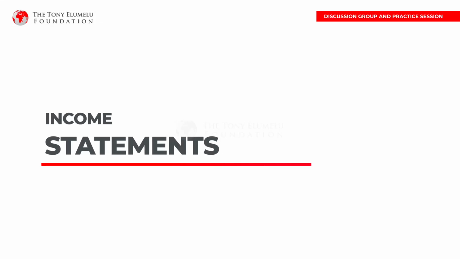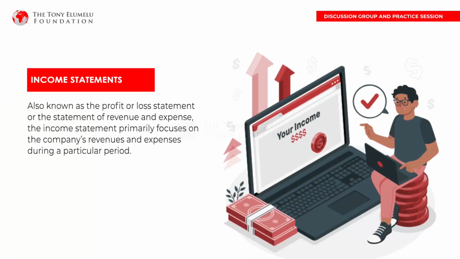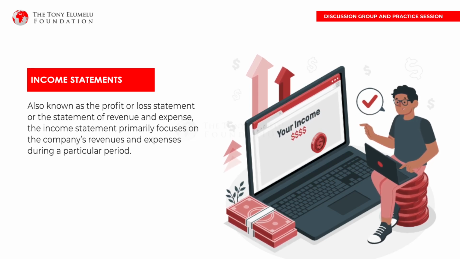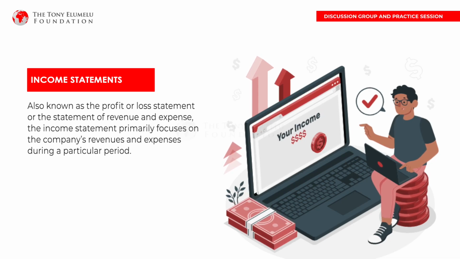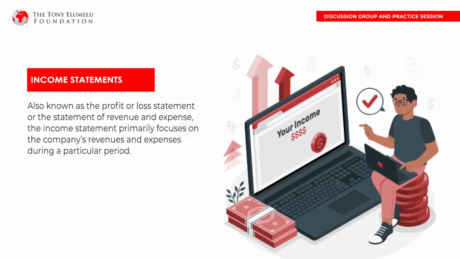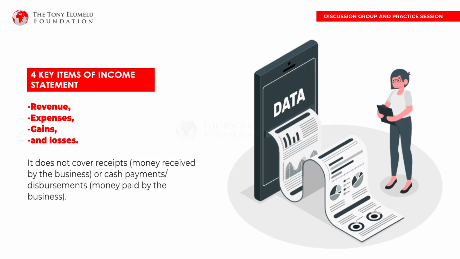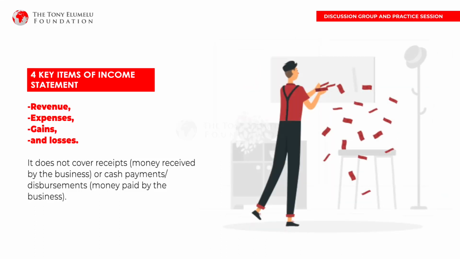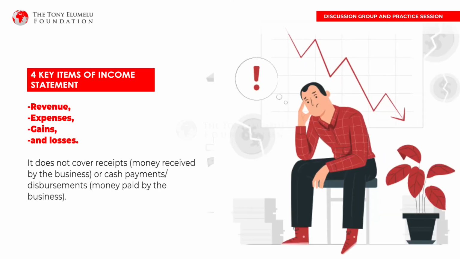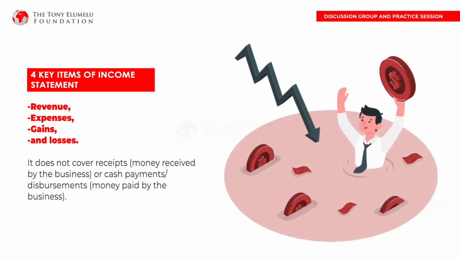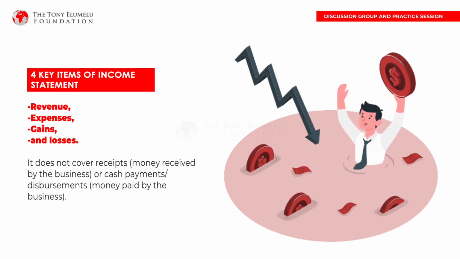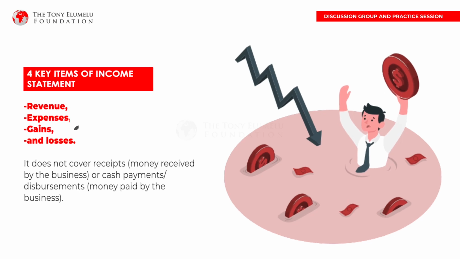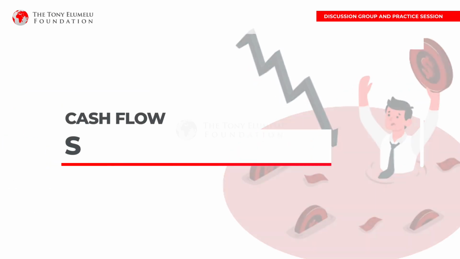Income statements, also known as the profit or loss statement or the statement of revenue and expense. The income statement primarily focuses on the company's revenues and expenses during a particular period. The income statement focuses on the 4 key items: revenue, expenses, gains, and losses. It does not cover receipts, that is, money received by the business, or cash payments or disbursements, that is, money paid by the business.